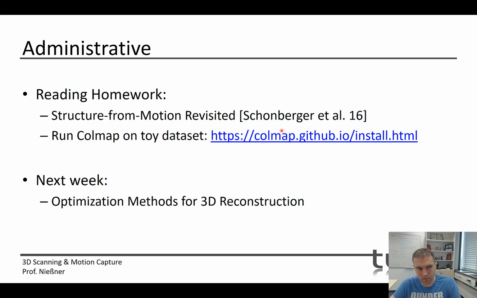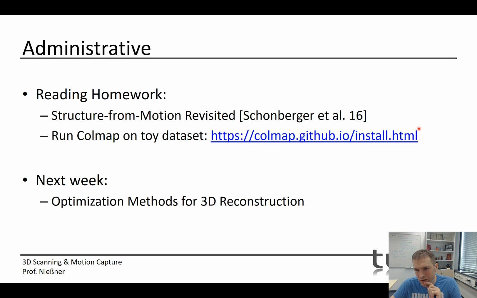I also wanted to give you some reading homework. I would like you to have a look at this Schoenberger paper, Structure from Motion Revisited. This is basically the COLMAP paper. You can also try and run COLMAP on a toy example. This is very easy to get to run. They even have binaries.